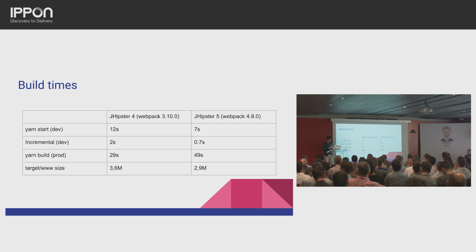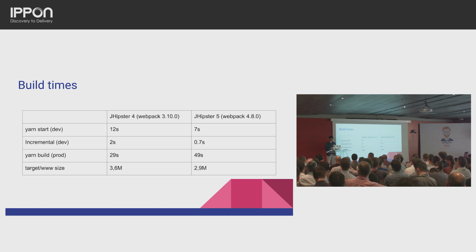So in fact, what are the metrics we have for JHipster 5? I generated two applications, and ran various commands. First, I tried the basic command yarn start. We've gained around 5 seconds for the first build. And then when you save a file, we gain a lot of time. We went from 2 seconds, which was a bit long, to 0.7 seconds, which is more acceptable.